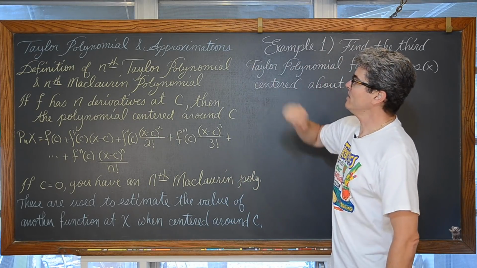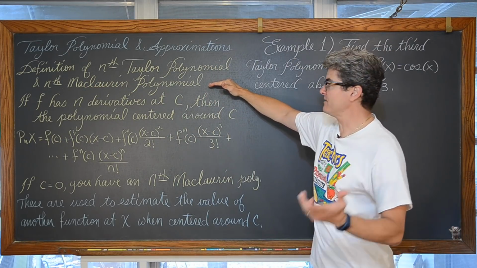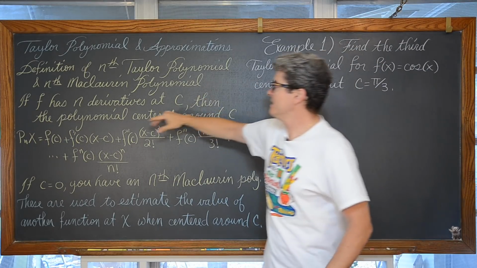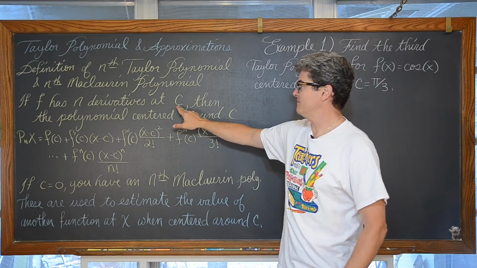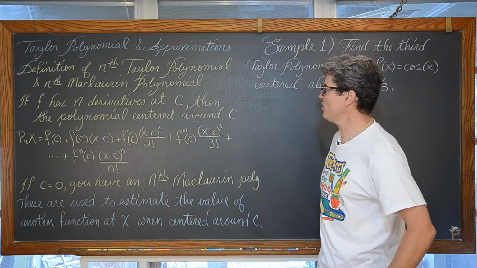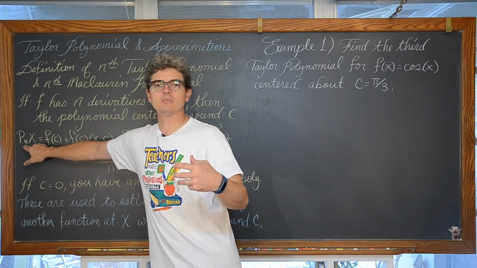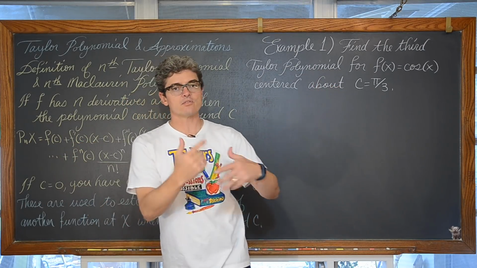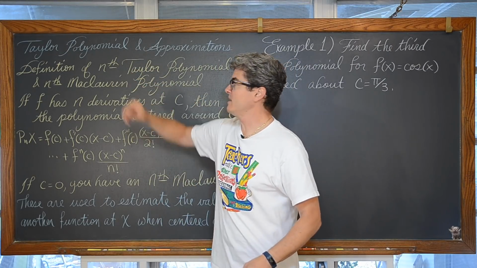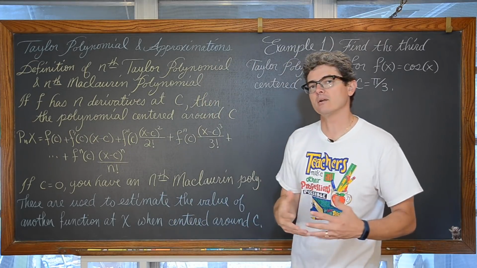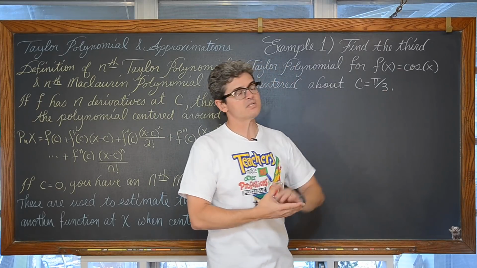So, your Taylor polynomial, well, the nth Taylor polynomial and the nth Maclaurin polynomial: if f has n derivatives at a particular center c, then the polynomial centered around c is p sub n of x, and that subscript is just going to be that nth degree, or you're looking for the third, fourth, fifth, nth degree. And as we increase these nth degrees of the polynomials, we're going to get better and better approximations of some other function around a particular value.